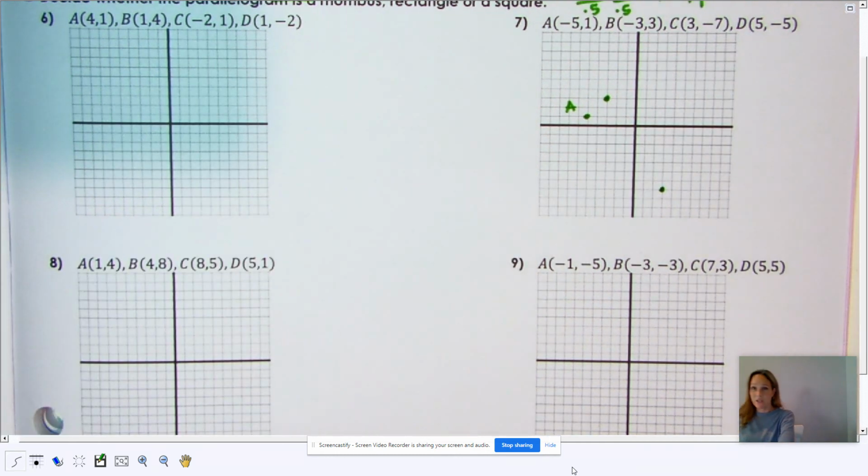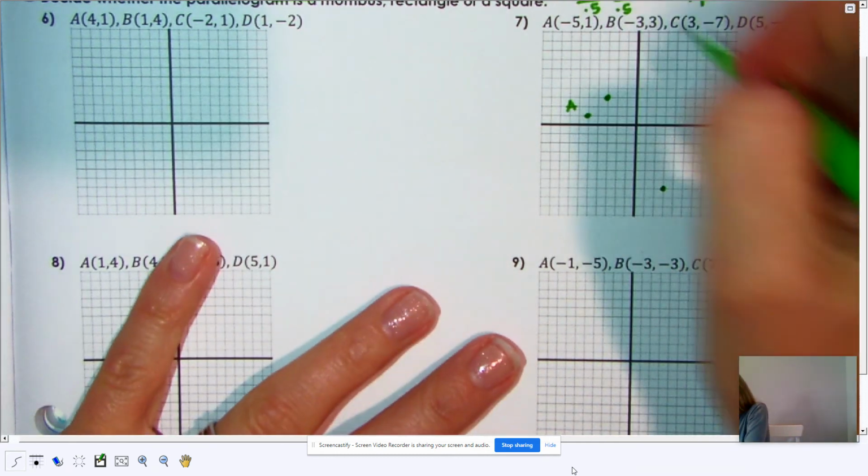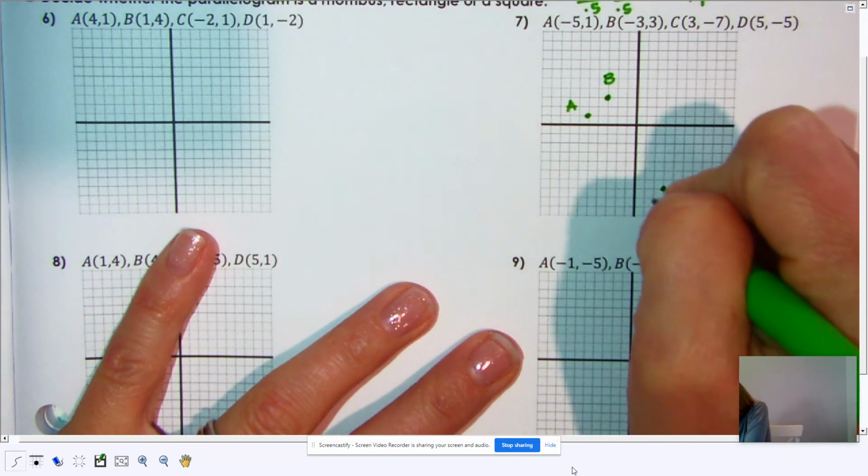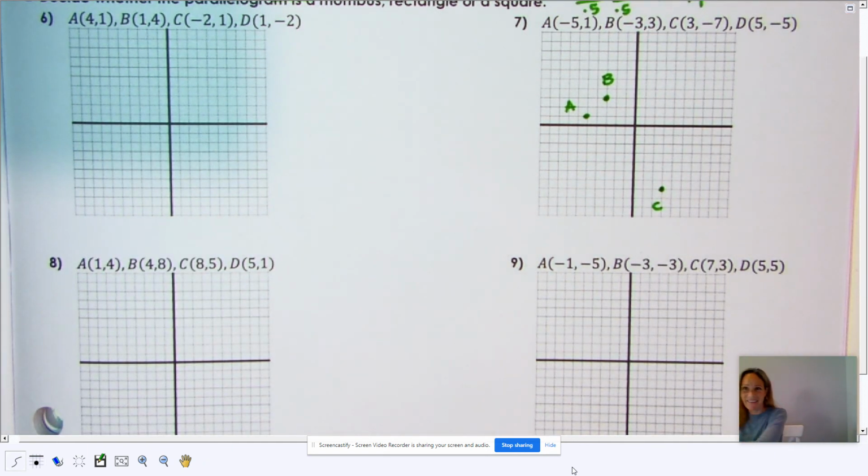My eyes are almost like 40 years old, so this is a little bit challenging. They're really good vision, but these little boxes are kind of small, huh?